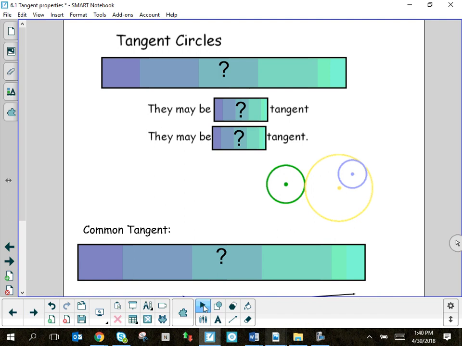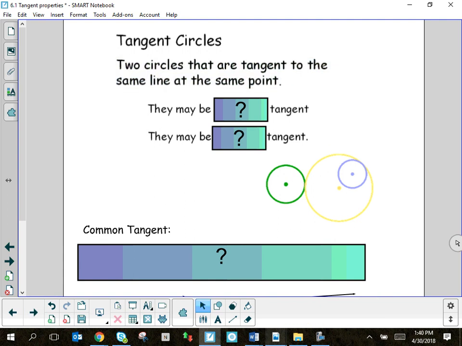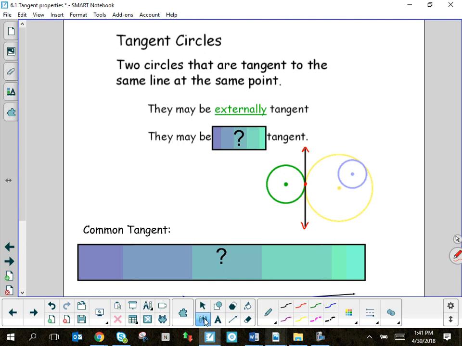Some terminology. We've got a tangent circle. That's when two circles are tangent to the same line at the same point. So for instance, in this picture right here, this yellow and this green circle, those two right there are tangent at this one point to that tangent line. So the green and the yellow circle would actually be externally tangent. If I name those circle A and circle B, that would be these right here.